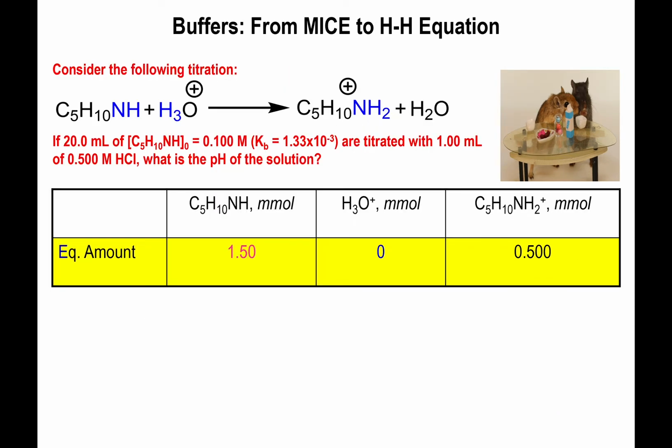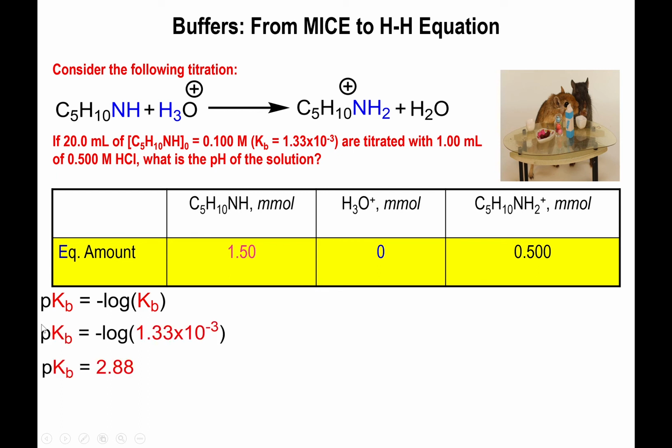Okay, so now we get to use the Henderson-Hasselbalch equation because we're dealing with a buffer at this point. And we know that to be true because we have non-zero values for both conjugate acid and conjugate base alike. Now, in order to use the Henderson-Hasselbalch equation, though, you do need the value of the pKa. So we're going to take the Kb value, take the negative log of that, that will give us the pKb. In this case, 2.88. And if we subtract this value from 14, that will give us the pKa value. So this is a must.